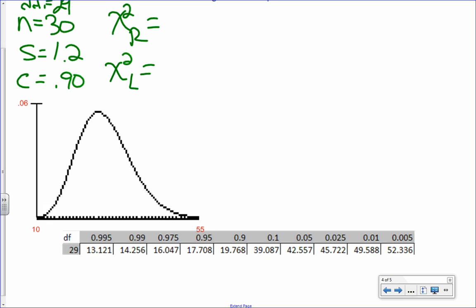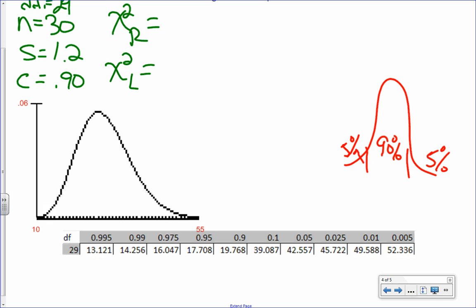So now we have to figure out which value I should be looking for. And I need how much in the middle? 90 in the middle, which means 5 on each side. So this time, do I look at 0.005 again? No, just 0.05, correct? If you're filling from the right, we're just going to look at 0.05, which apparently is that number, which is chi-squared right or left? 42.557. Chi-squared left then. We have to know which value we're looking for.